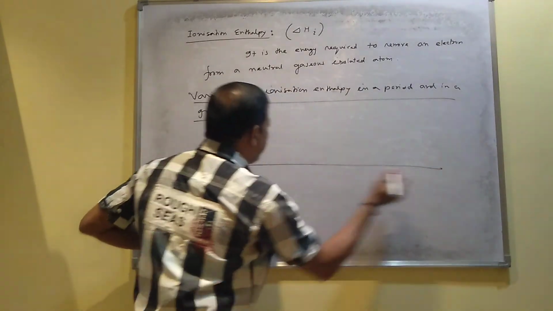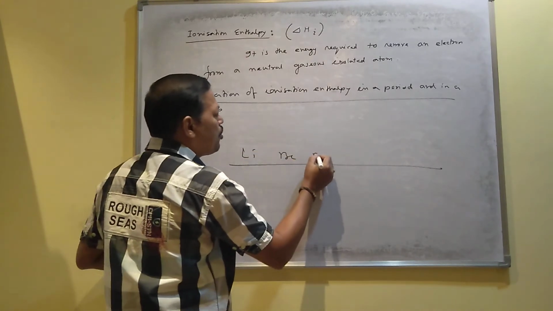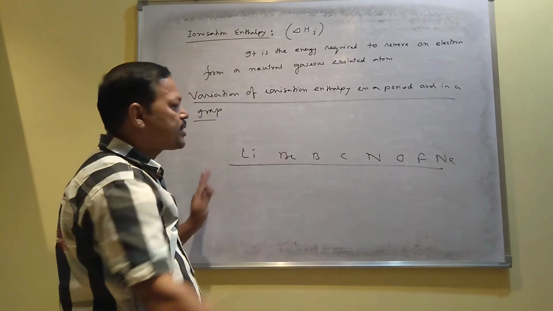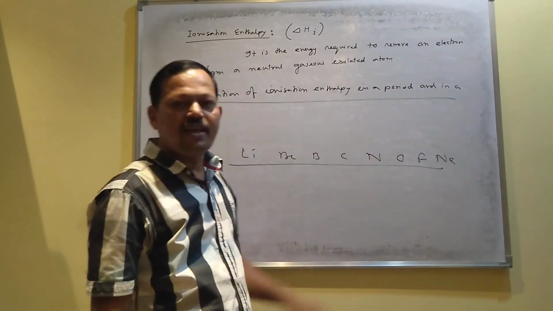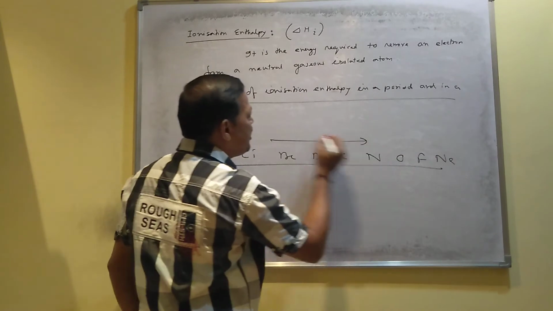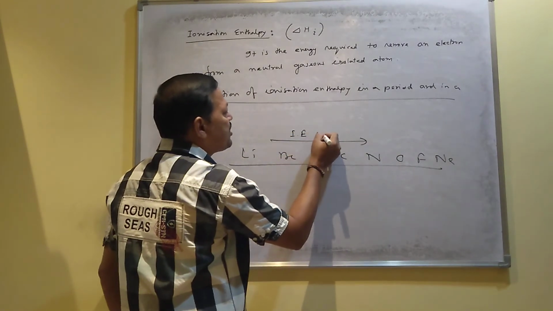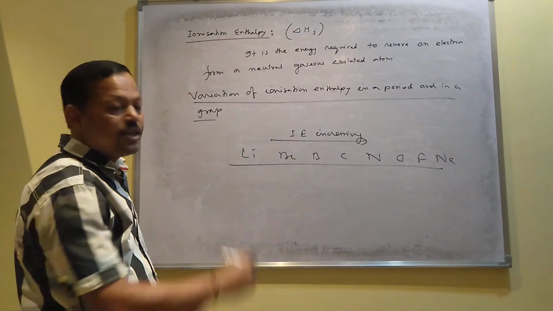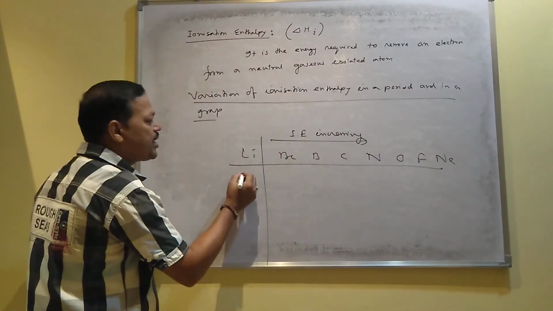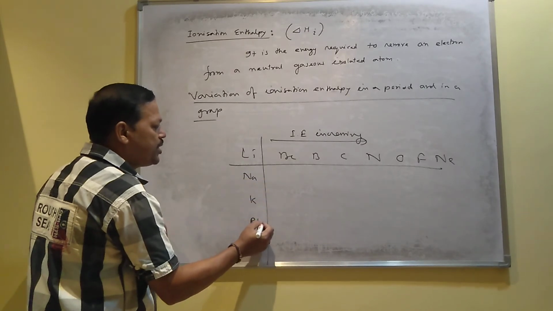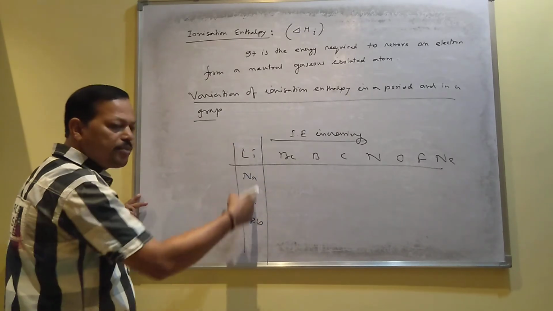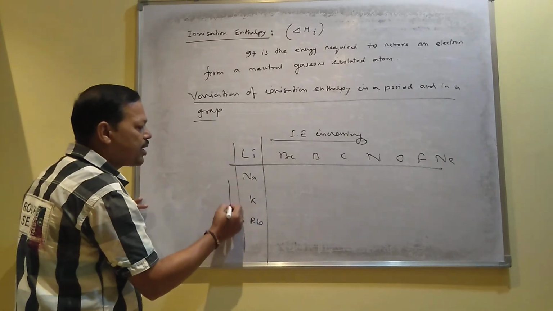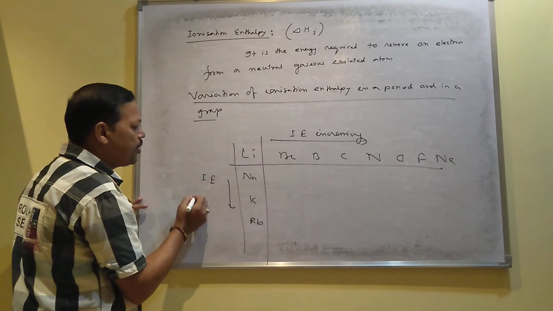Normally in a period, if you consider lithium, beryllium, boron, carbon, nitrogen, oxygen, fluorine, neon, as you know from left to right the size of the atom goes on decreasing, and due to the decrease in size, ionization enthalpy always goes on increasing. So in a period from left to right, ionization enthalpy goes on increasing due to decrease in size. And when you consider a group, lithium, sodium, potassium, rubidium, in a group the size of the atom goes on increasing from top to bottom, and that's why ionization enthalpy goes on decreasing.